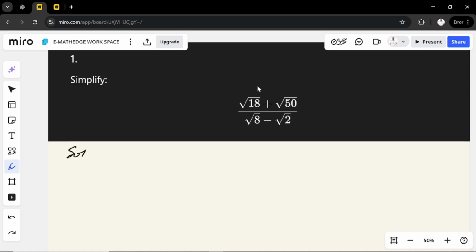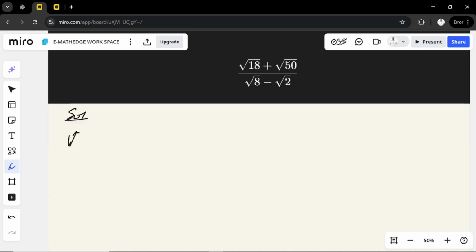We have the solution, and we have the root of 18 plus the root of 50, all over the root of 8 minus the root of 2. So the root of 18 is a large surd, the root of 50 is a large surd, so also is the root of 8. They can be broken down or simplified further, except for the root of 2.